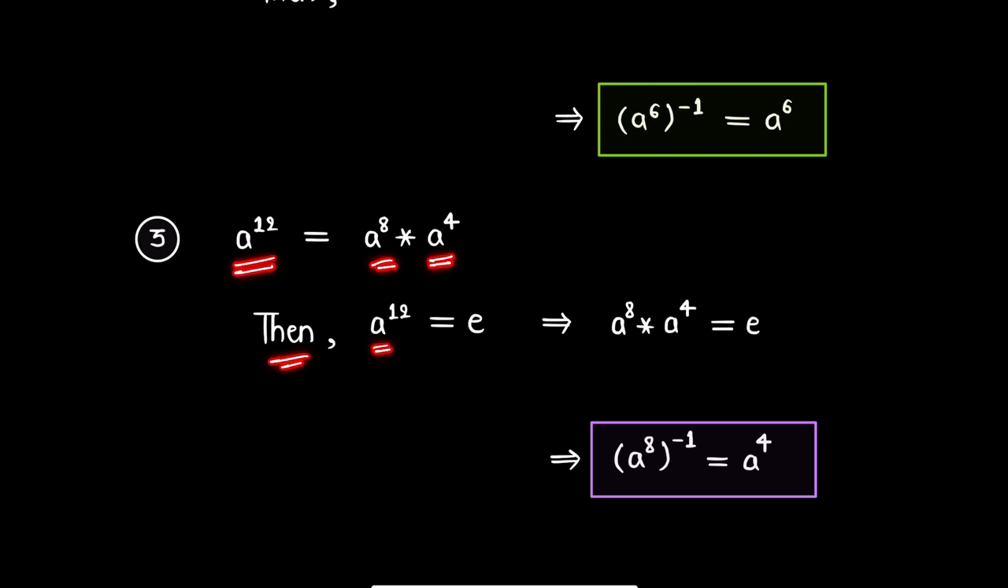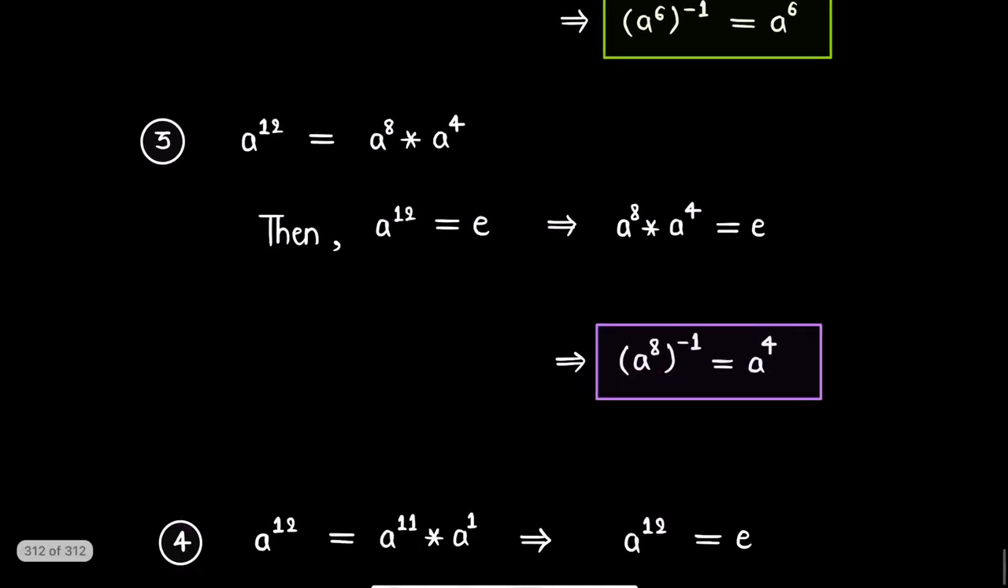Next we can write a^12 as a^8 star a^4. Then a^12 equals identity implies a^8 star a^4 is equal to identity. So using uniqueness of inverses we get the inverse of a^8 will be a^4.